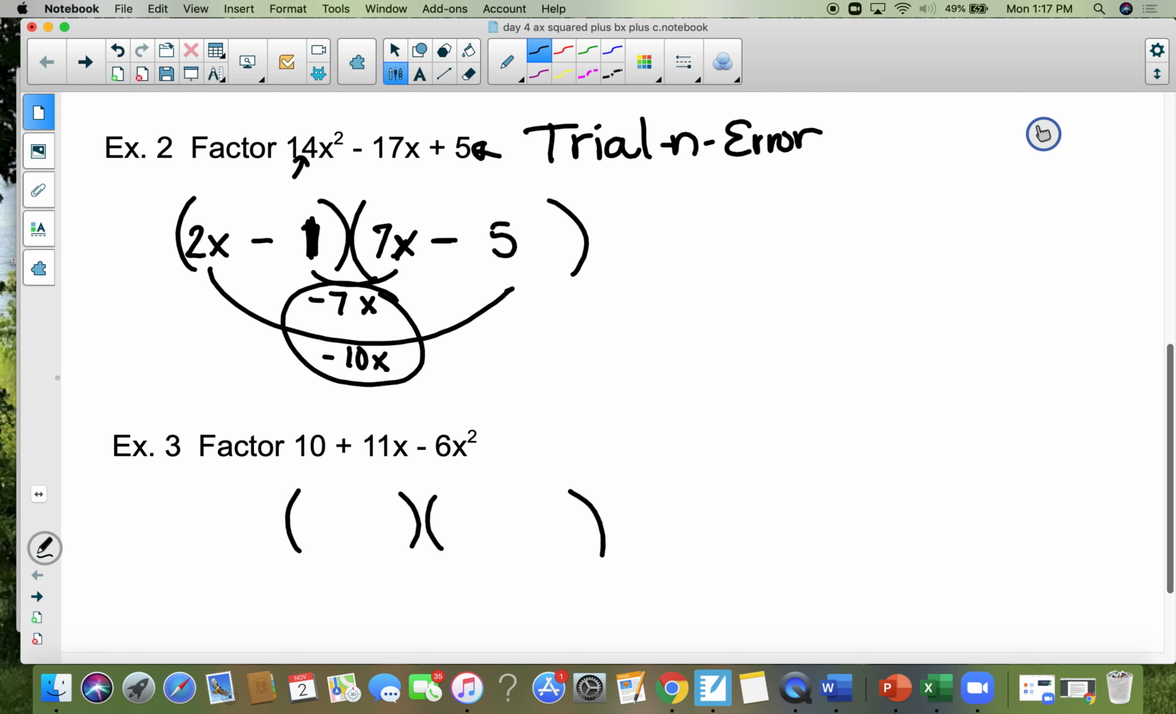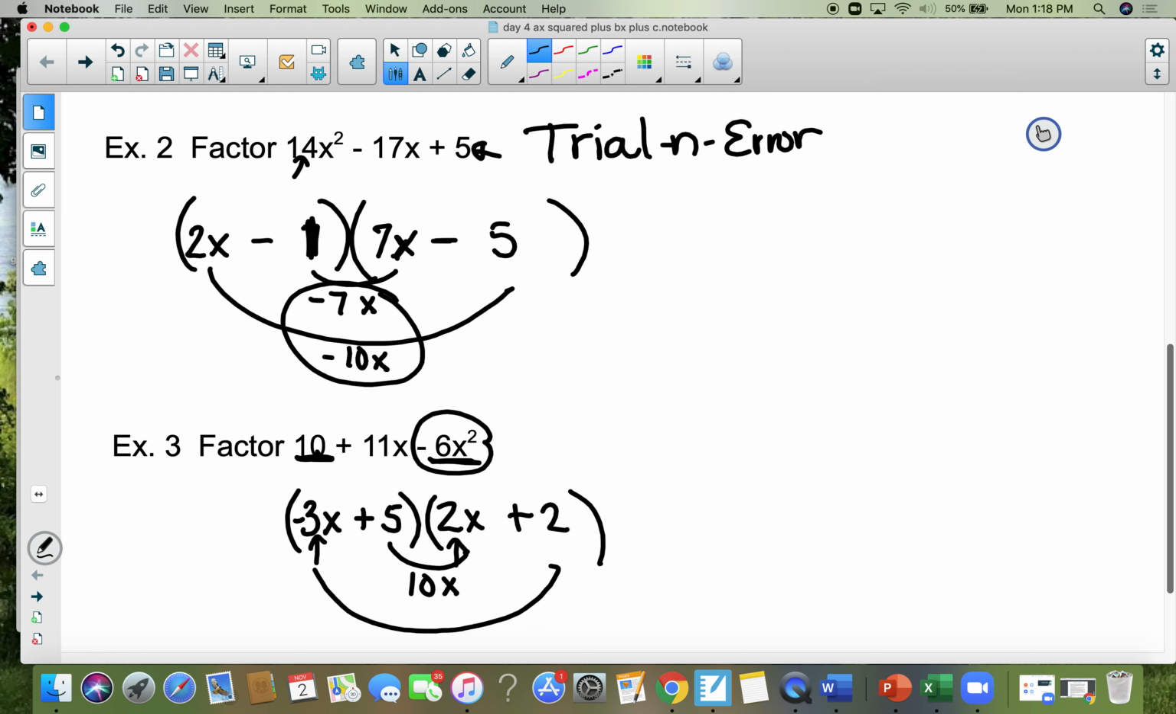This problem here, it's in the wrong order, so I'm going to put the negative 3x and a positive 2x here. They have to be opposites of each other. Everybody see why? Because you need a negative 6x squared. Factors of 10, I'm going to try the positive 5 here and the positive 2 here, because I know it needs to be a positive 10. And I'm going to check this, and this gives us 10x, and this gives us a negative 6x, but I need 11, so that's not going to work.